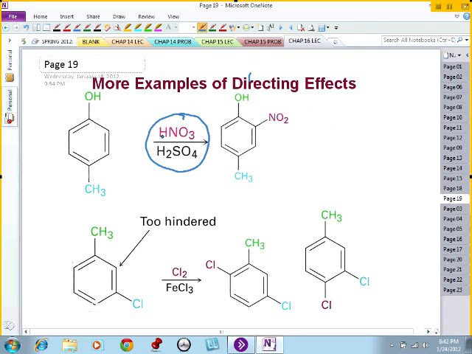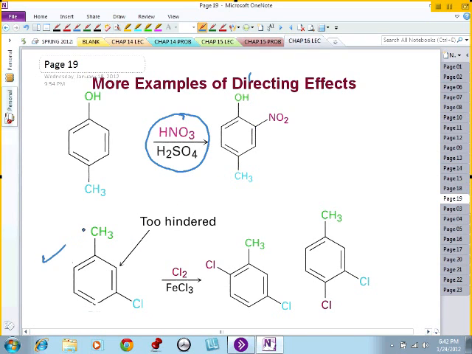Okay. So in this nitration reaction, what are we doing? We're doing nitration, so the hydroxy group will take over the direction, so it comes to the ortho position. And because the para position is already occupied, it simply goes to the ortho position.